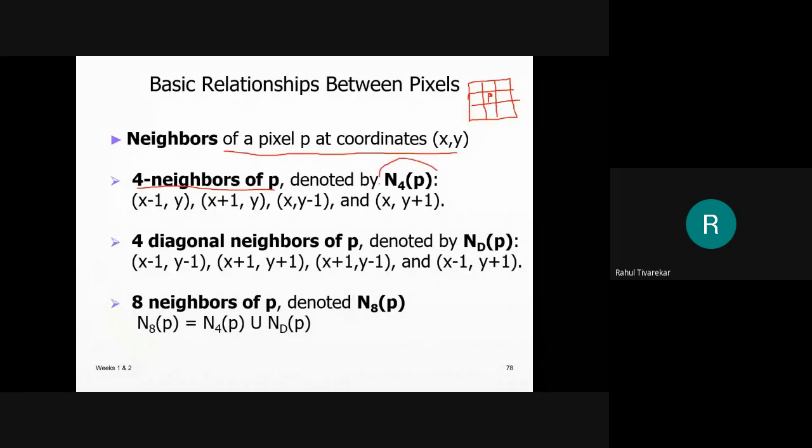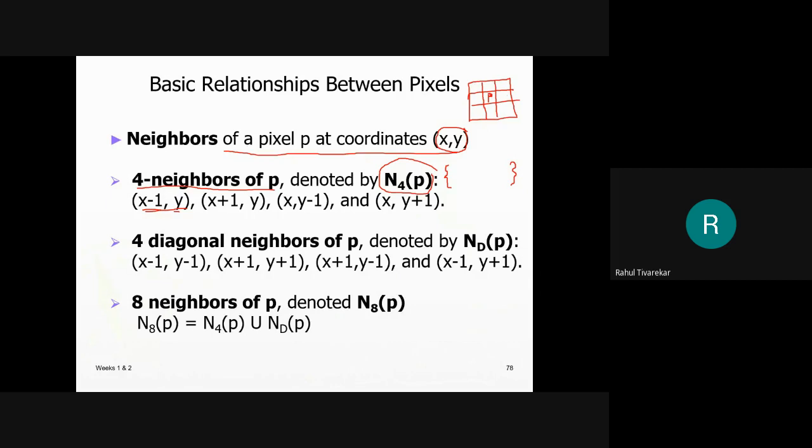N4p is basically a set which tells us what the four neighbors of the pixel p are. The four neighbors are located at x minus 1, y. I said pixel p is located at x comma y. So x minus 1 comma y: what will be the pixel there?